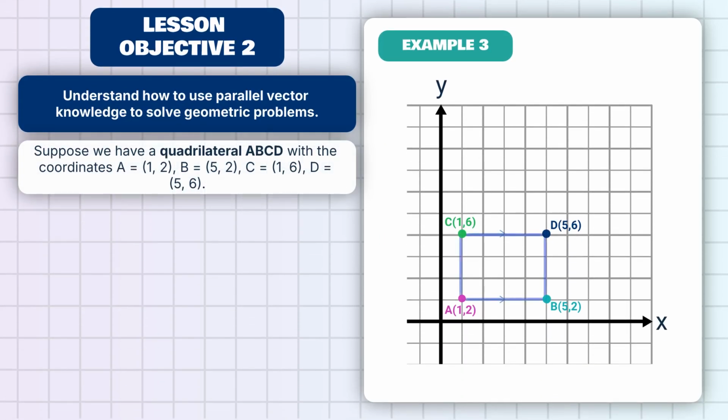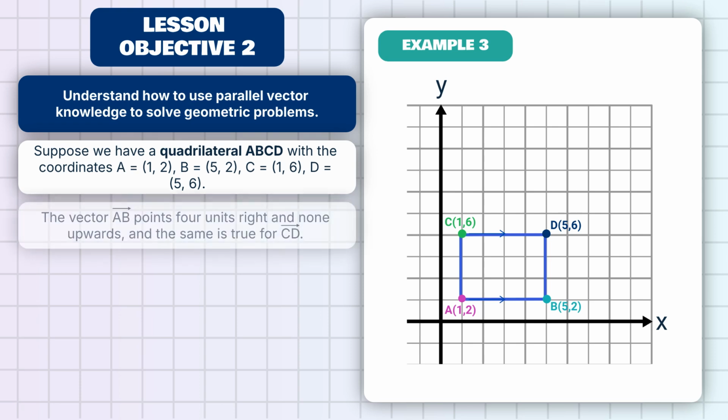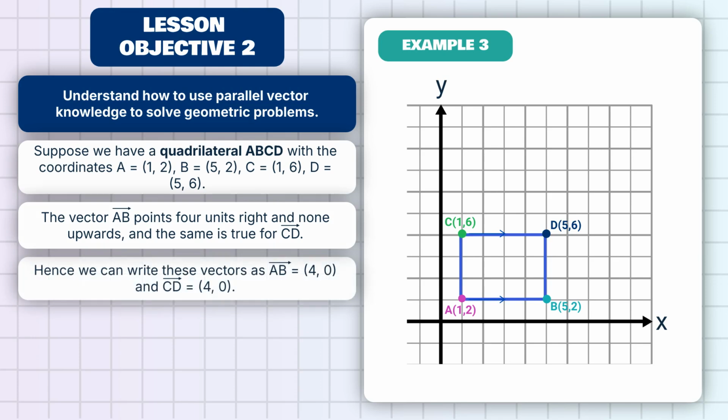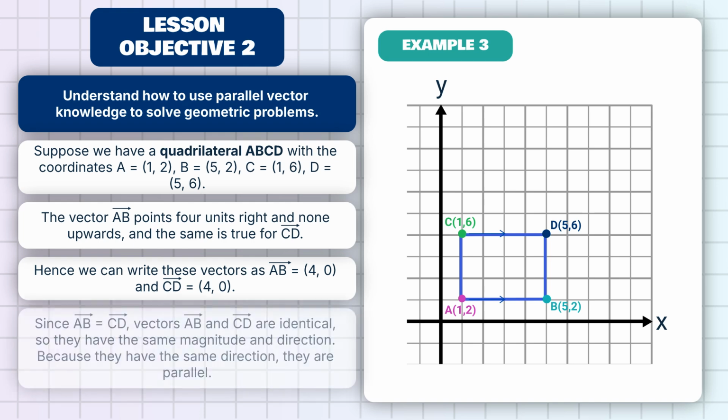Suppose we have a quadrilateral ABCD with the coordinates shown. We want to show that vectors AB and CD are parallel. The vector AB points 4 units right and none upwards, and the same is true for the vector CD. These vectors can therefore be written AB equals (4, 0) and CD equals (4, 0). Since AB equals CD, vectors AB and CD are identical, so they have the same magnitude and direction. Because they have the same direction, they are parallel.